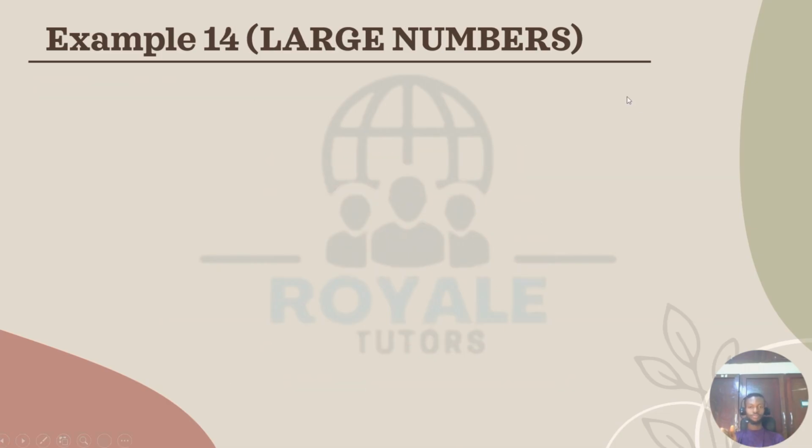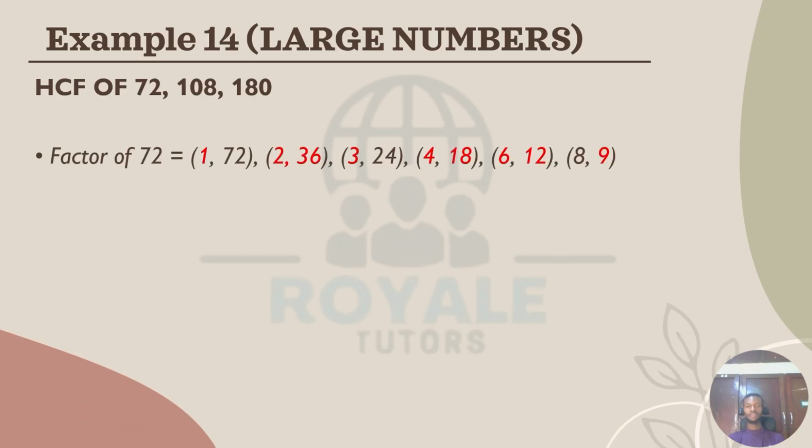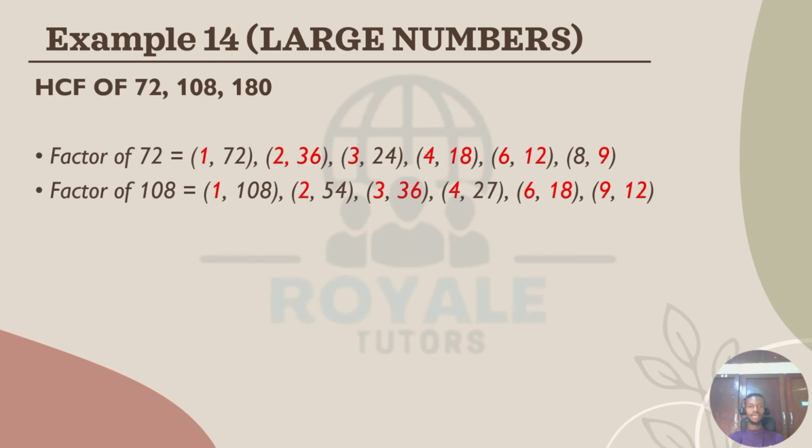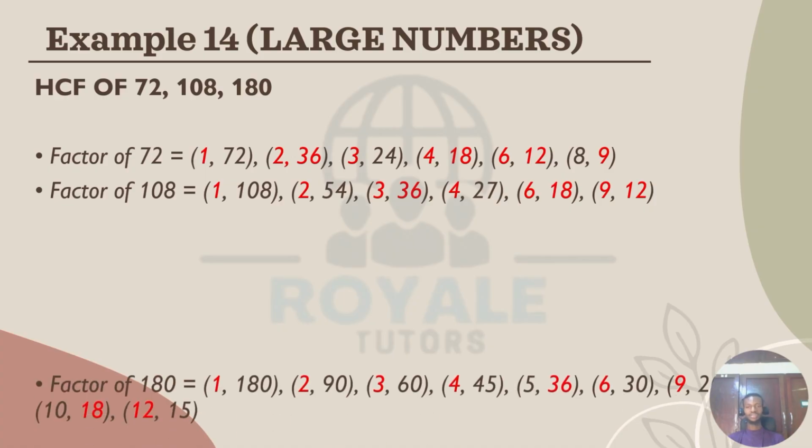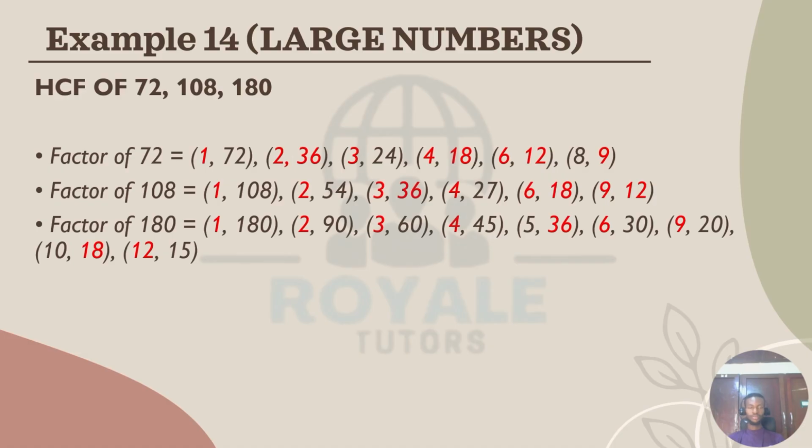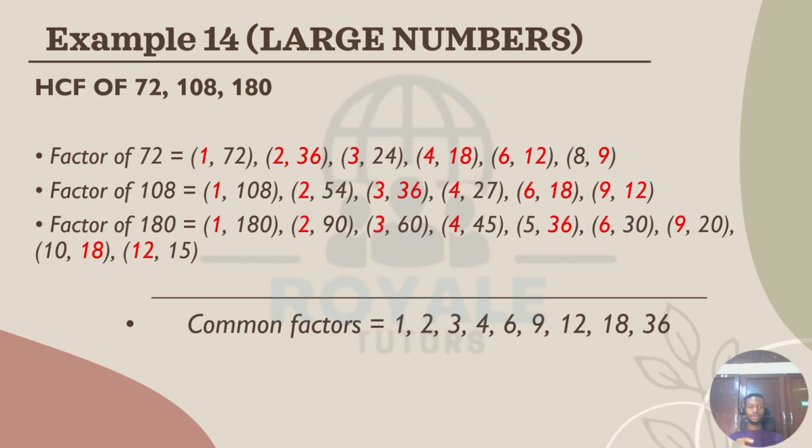Now to look at our large numbers, we have about 2 groups of large numbers, and let's look at their factors. So we have 72, 108, and 180. The factors of 72, we have this. The factors of 108, we have this. And the factors of 180, we have this. And the numbers that are common to them are 1, 2, 3, 4, 6, 9, 12, 18, and 26. Then the highest common factor is 36.